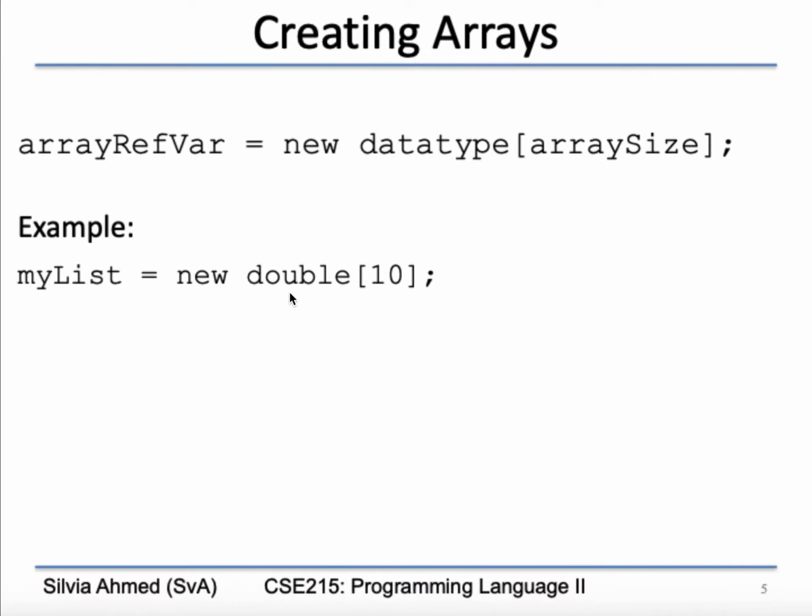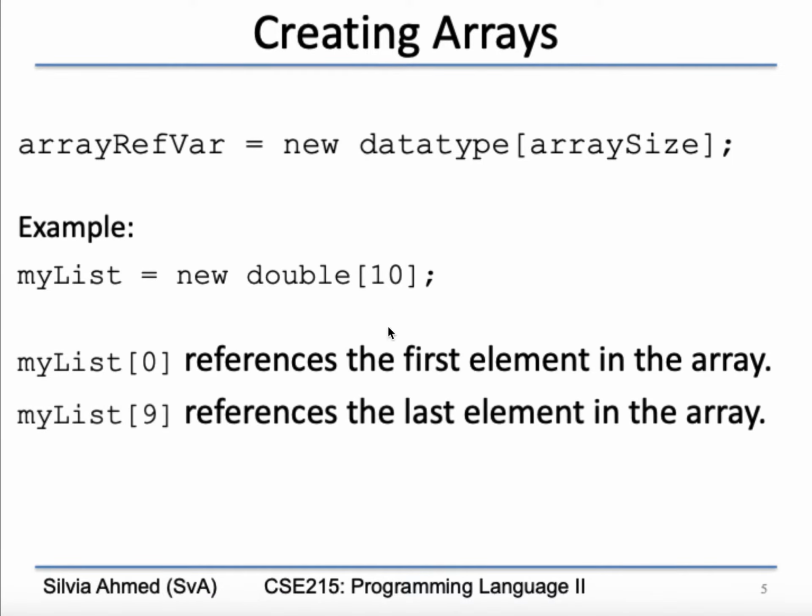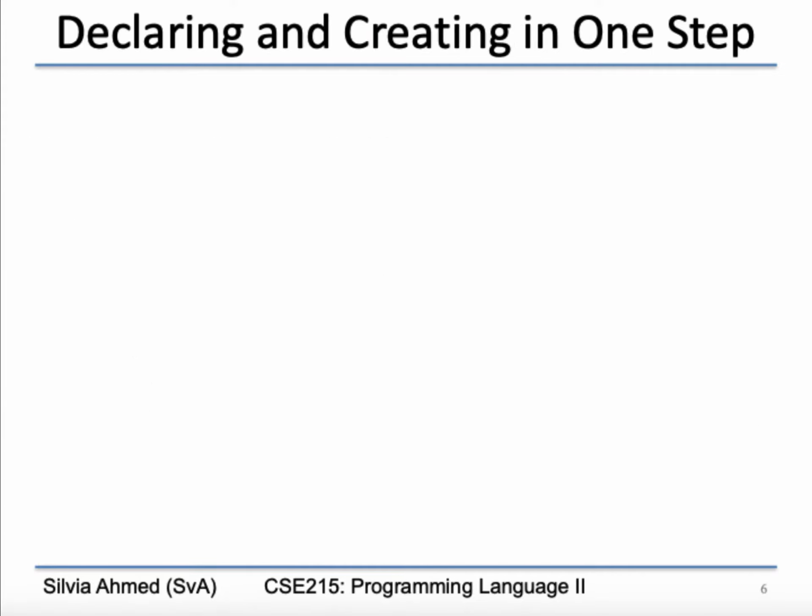So conventionally we use this. myList[0] references the first element in the array, and myList[9] references the last element in the array. This value is called the index value. This is the same as in C.